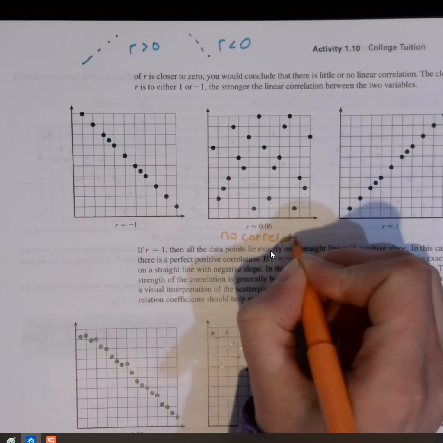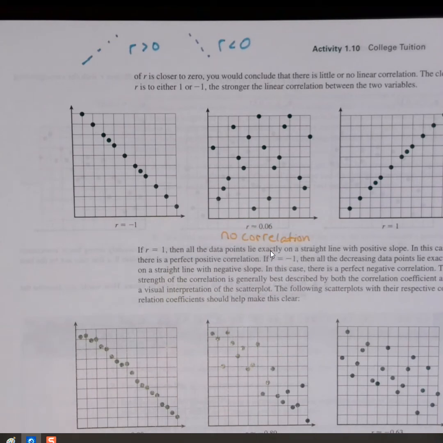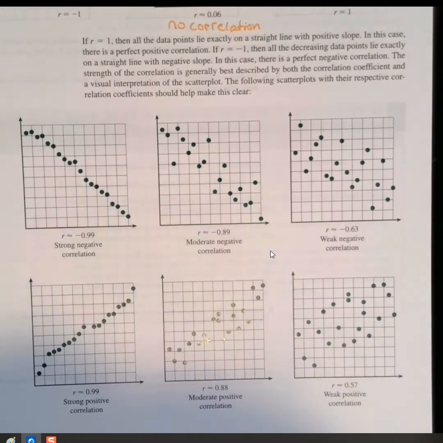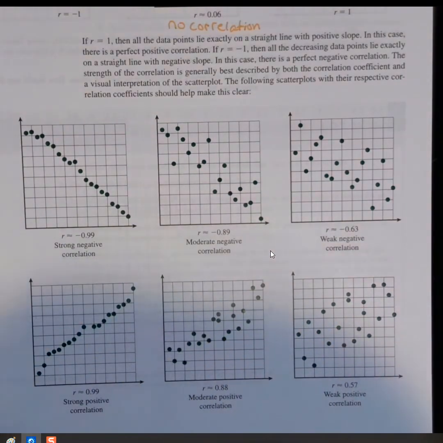It's almost 0, not almost 1, 0.06. No correlation in that case. It's scattered. It's not a linear pattern. We can see a few more graphs down here helping us to look at R's that are not perfect or resulting in no correlation and see what our conclusions are for these.